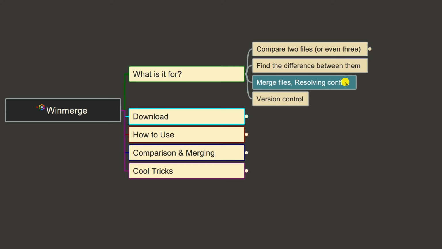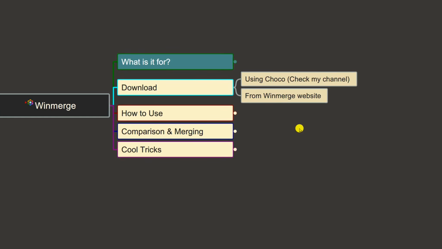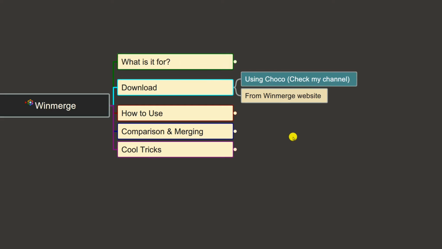Now, how do you download that? There are two ways to download it. One is using Choco, which is a Windows package manager. I have made a video about Choco in which I go into details. It's a very easy way to install Winmerge. All you need to do is just one line of text in a command prompt, so you can try that and look at that video. But if you would like to go the usual way, you can go to the Winmerge website and download it. So let's try that.